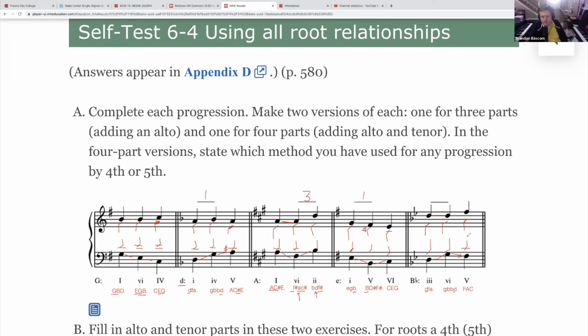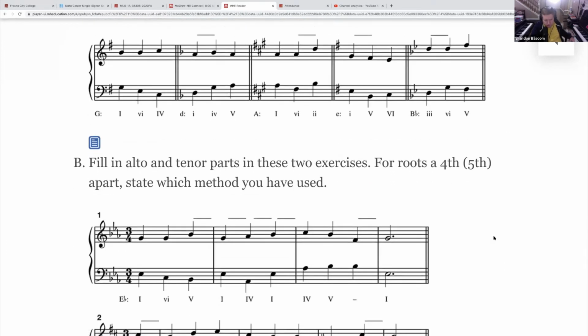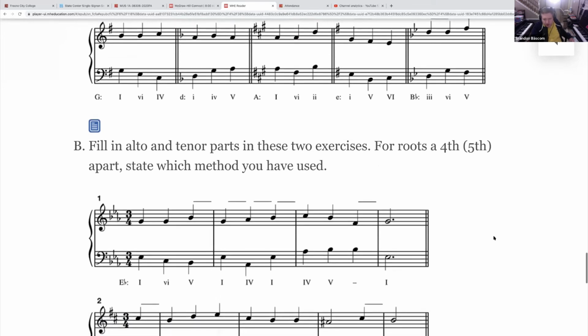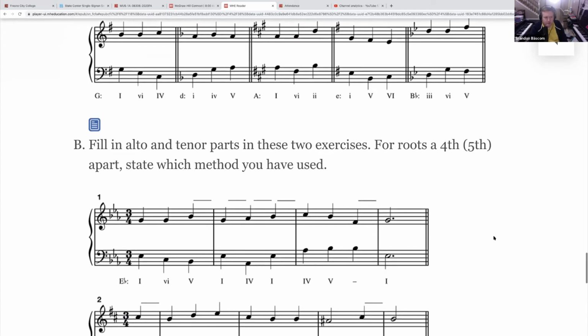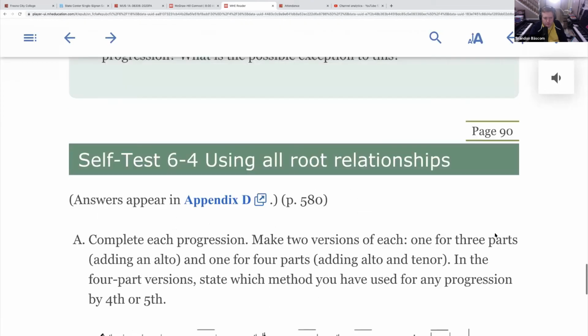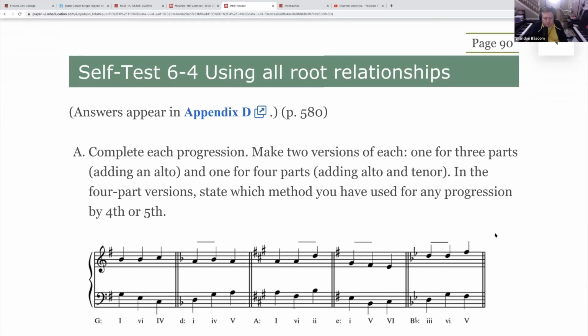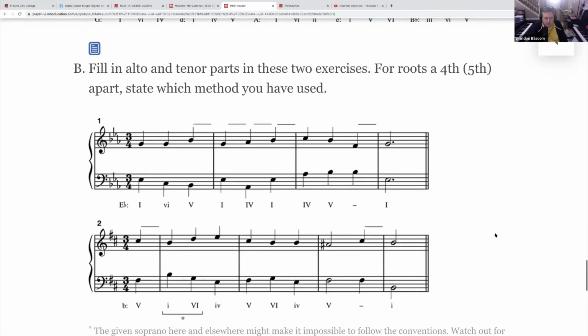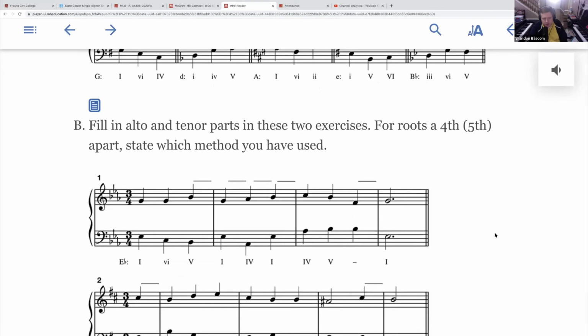All right. Can I clear my screen? Okay, next. They want us to fill in the alto parts. This is the same thing. Is it not? Well, let's knock one out real quick.